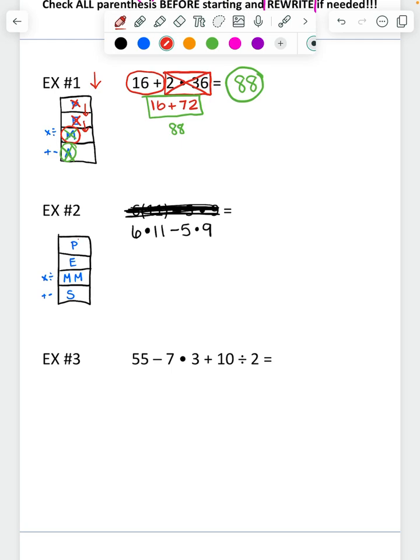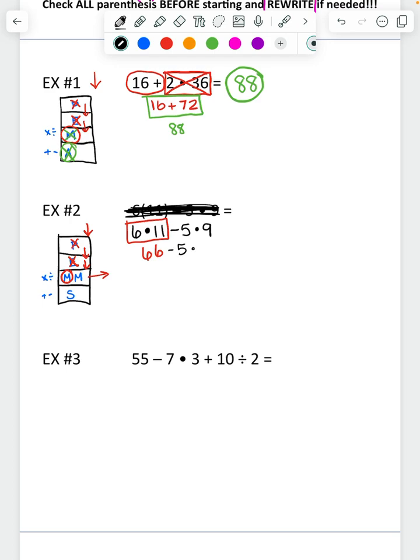So no parentheses, we're going to mark it out. Remember, we start top to bottom. So now I can go to my next step. Exponents are not a thing today. So I'm ready for my first multiply. And remember, we go left to right, just like a sentence. So I start at the front, the first multiplication. 6 times 11 is 66. And then I'm going to rewrite everything else that was over there.